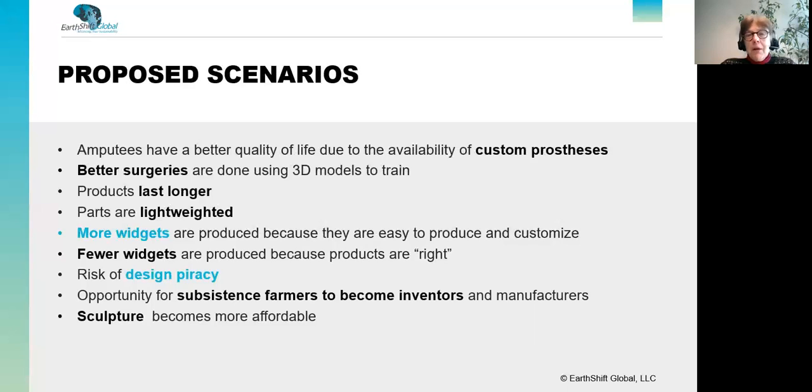And then what about if sculpture became more affordable? What happens when sculpture is more affordable? Does that mean that we can have more artists? Does that mean we can have more art? What does art do? Well, art makes us happy, and art makes us less stressful. And if we're not stressed, we have better health. So it all comes around.